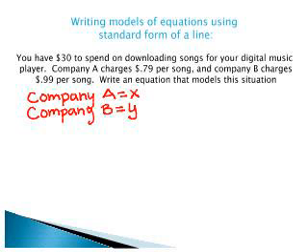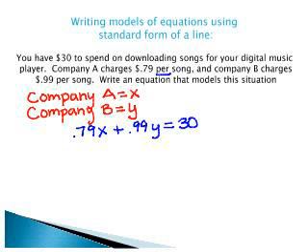So whenever we see this per, we know that's going to be multiply. So we're going to do 0.79 times our x values plus 0.99 times our y values. And that is going to equal the $30 that we have to spend.